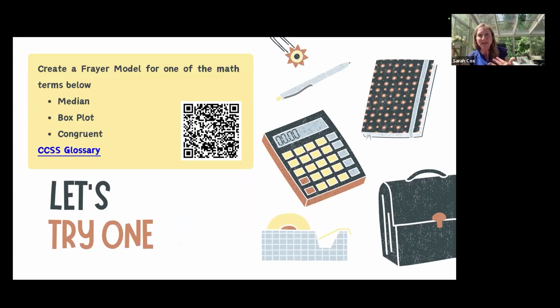Either you can practice being a student, like how would you do this? Or you can think about how would you lead this as an instructional lesson for students as they are creating this Frayer model with you.